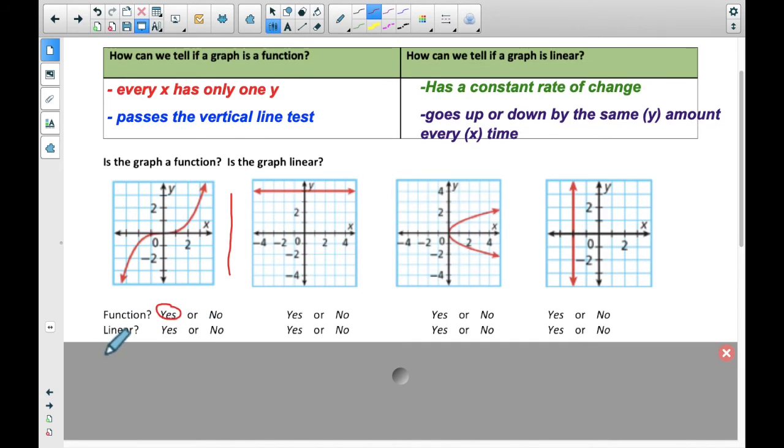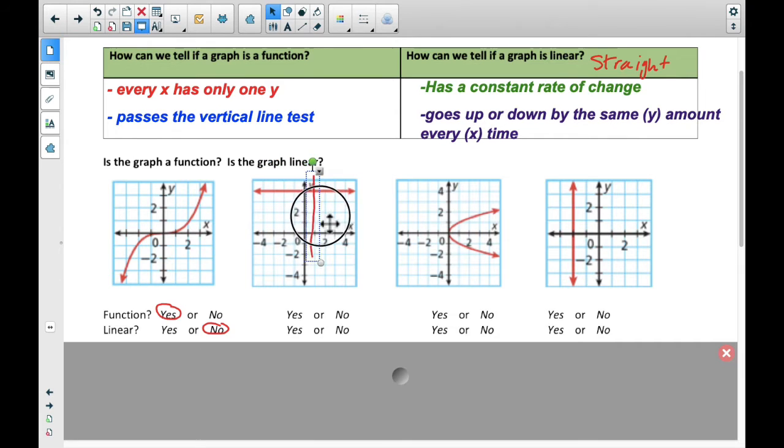Now when we say linear, what we really mean is a straight line. Is this a straight line? No, it's not. Another thing is, how do we tell if it's linear? If it goes up or down by the same amount every time. So like here we can tell it's going up really quickly, but here it's not going up so fast, and then it goes up quickly again. And so that is not linear because it's not going up by the same amount every time.